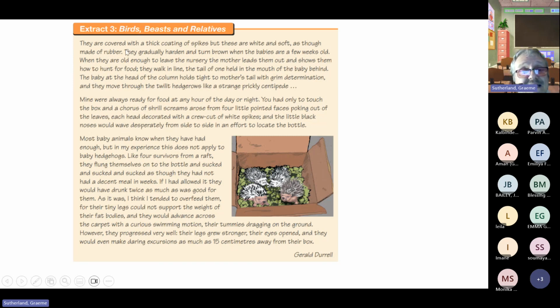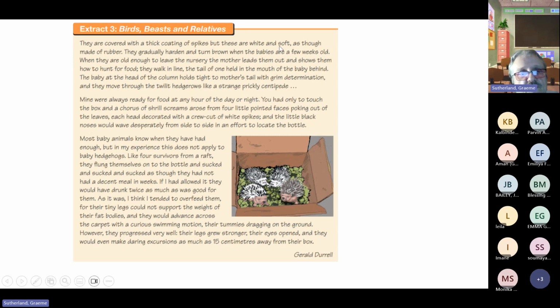Here, Gerald Durrell does that in a couple of different ways. He's trying to bring to life the idea of the young hedgehogs, but he's not writing it as if it was a biology textbook. But he does give you information. "They are covered with a thick coating of spikes, but these are white and soft, as though made of rubber." Well, there's a factual statement. We now know that the spikes of the baby hedgehogs, not like their parents, are still springy like rubber. That they spring back, and you can actually almost get the sense of what it would feel like if you were stroking them or putting your fingers through their spikes.